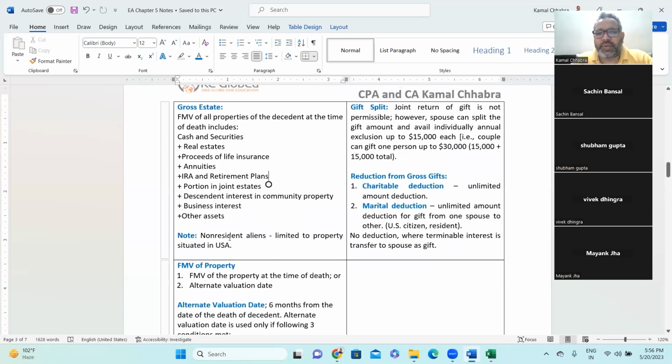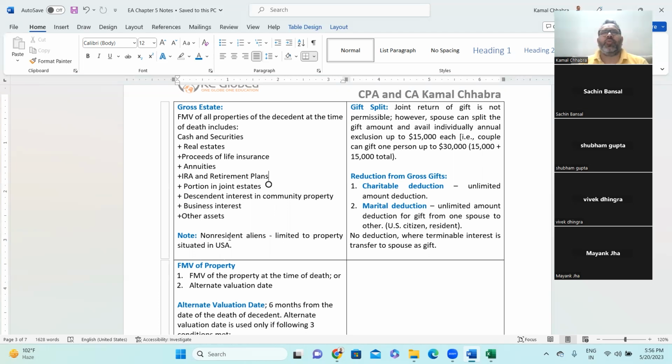Then another point is gift splitting. When both husband and wife are giving a gift, you both can give up to $30,000 to an individual. But at the same time, it has to be claimed on your individual tax return. So you need to split that gift onto your respective individual tax returns. A joint return of a gift is not permissible. So a gift tax return is always an individual tax return. However, a spouse can split the gift amount and avail the individual annual exclusion of $15,000 each.